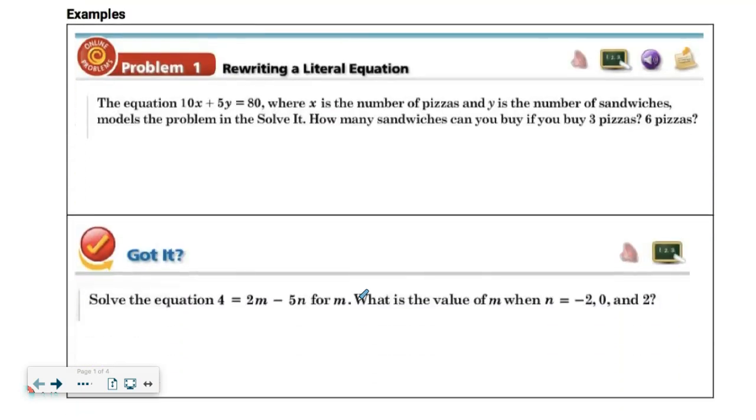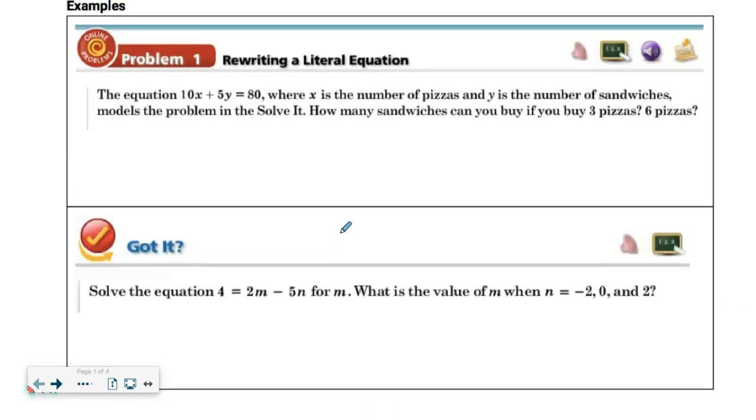The equation 10x plus 5y equals 80, where x is the number of pizzas and y is the number of sandwiches, models the problem in the solve it. We didn't look at the solve it, but I'll take their word for it. How many sandwiches can you buy if you buy 3 pizzas and then if you buy 6 pizzas? So x is the number of pizzas, which means I'm going to substitute these two values in, one at a time, to solve the two different equations.